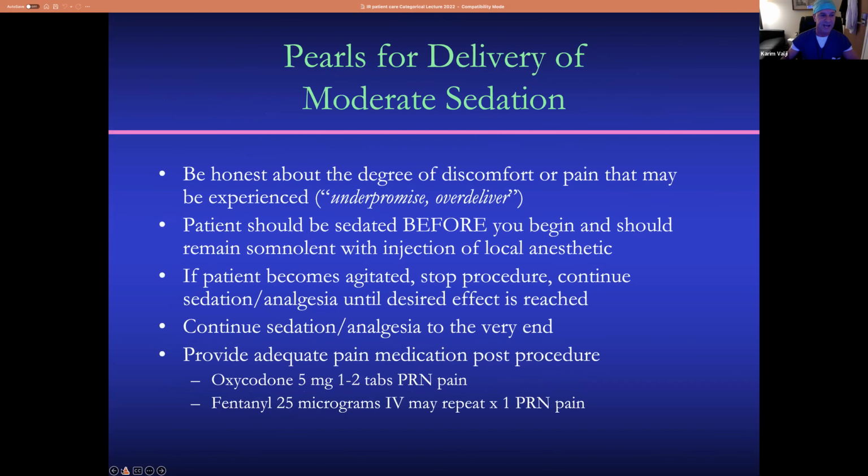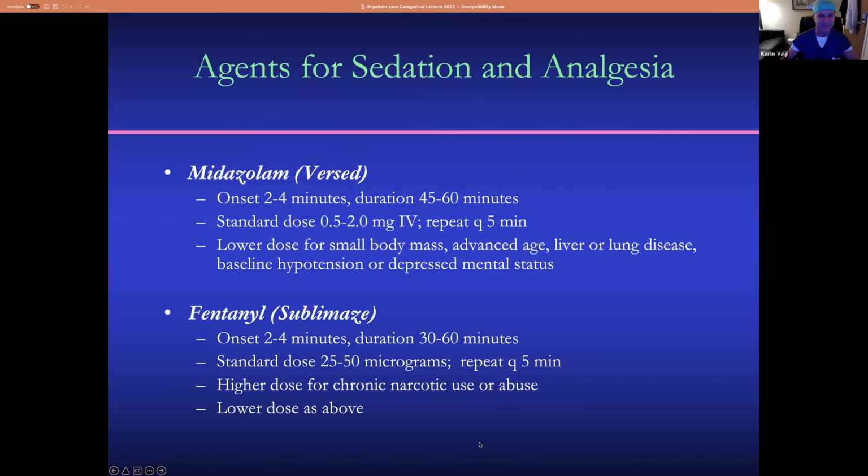These are the agents you've got to know about because these are really the only agents we're allowed to use. Midazolam, Versed. If you're going to do IR, you need to know this by heart. It takes about 2 to 4 minutes for it to work, although in reality it's more like 2. It's pretty quick. Its duration is up to about an hour. You usually start with 0.5 milligram or 1 milligram, depending on the patient's condition, mental status, age, weight, and so on. Typically 1 milligram, sometimes half.